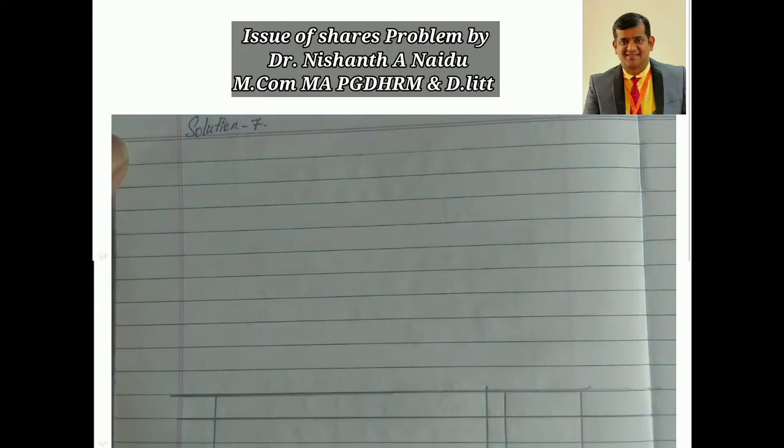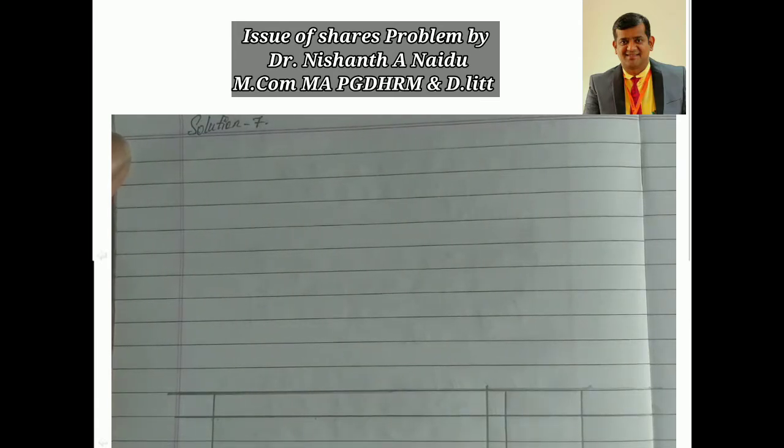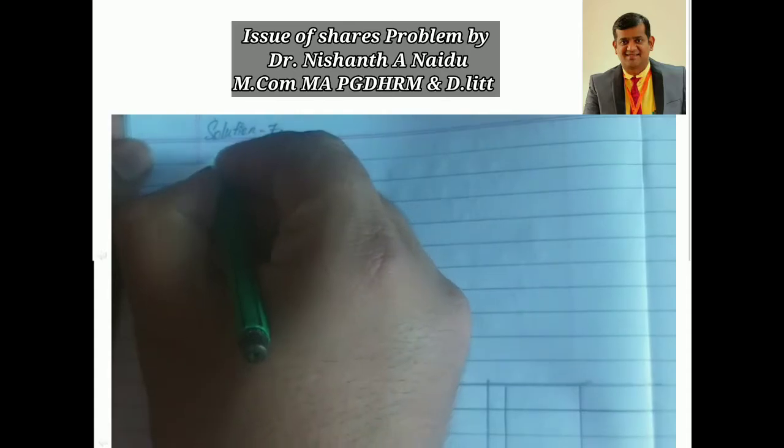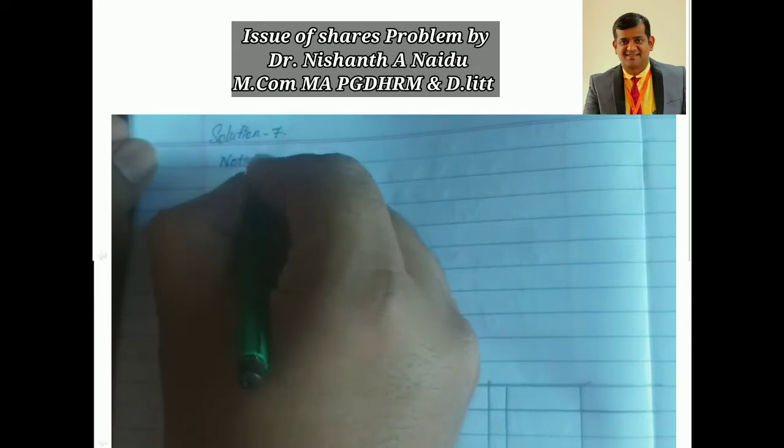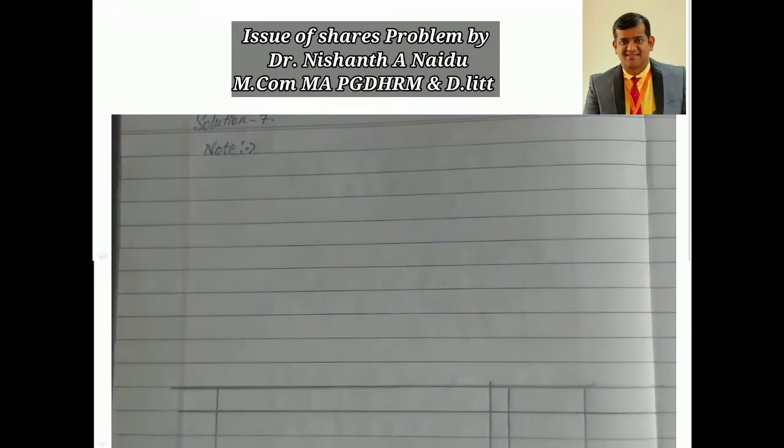So dear students, now we are solving problem number 7. This problem is more advanced than the problems we have solved so far. Now we have to do the solution part with a note. Let me mark it as a note over here. Why is this note required? Because we have to consider the number of shares issued and the number of shares subscribed.